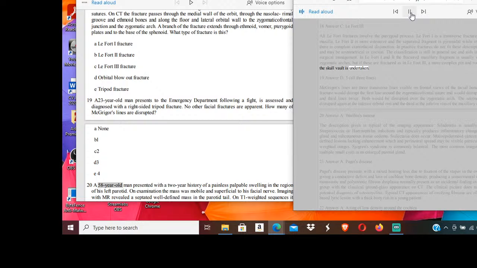Answer D, 3. All 3 lines. McGregor's lines are 3 transverse lines visible on frontal views of the facial bones. A tripod fracture would disrupt the first line around the zygomatico-frontal suture, and would disrupt the second and third lines twice. Both would be disrupted over the zygomatic arch. The second would be disrupted again at the inferior orbital rim, and the third at the inferior rim of the maxillary antrum.